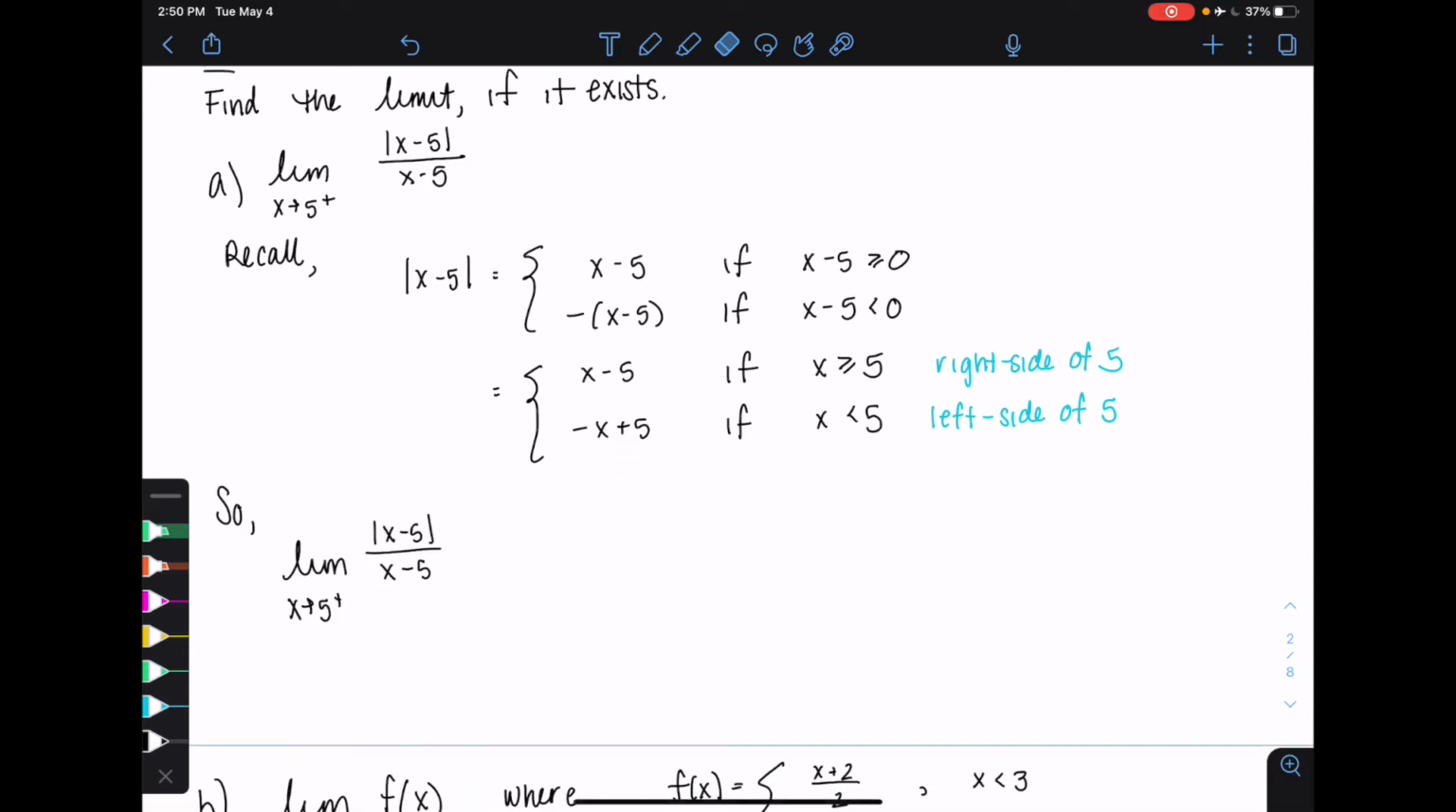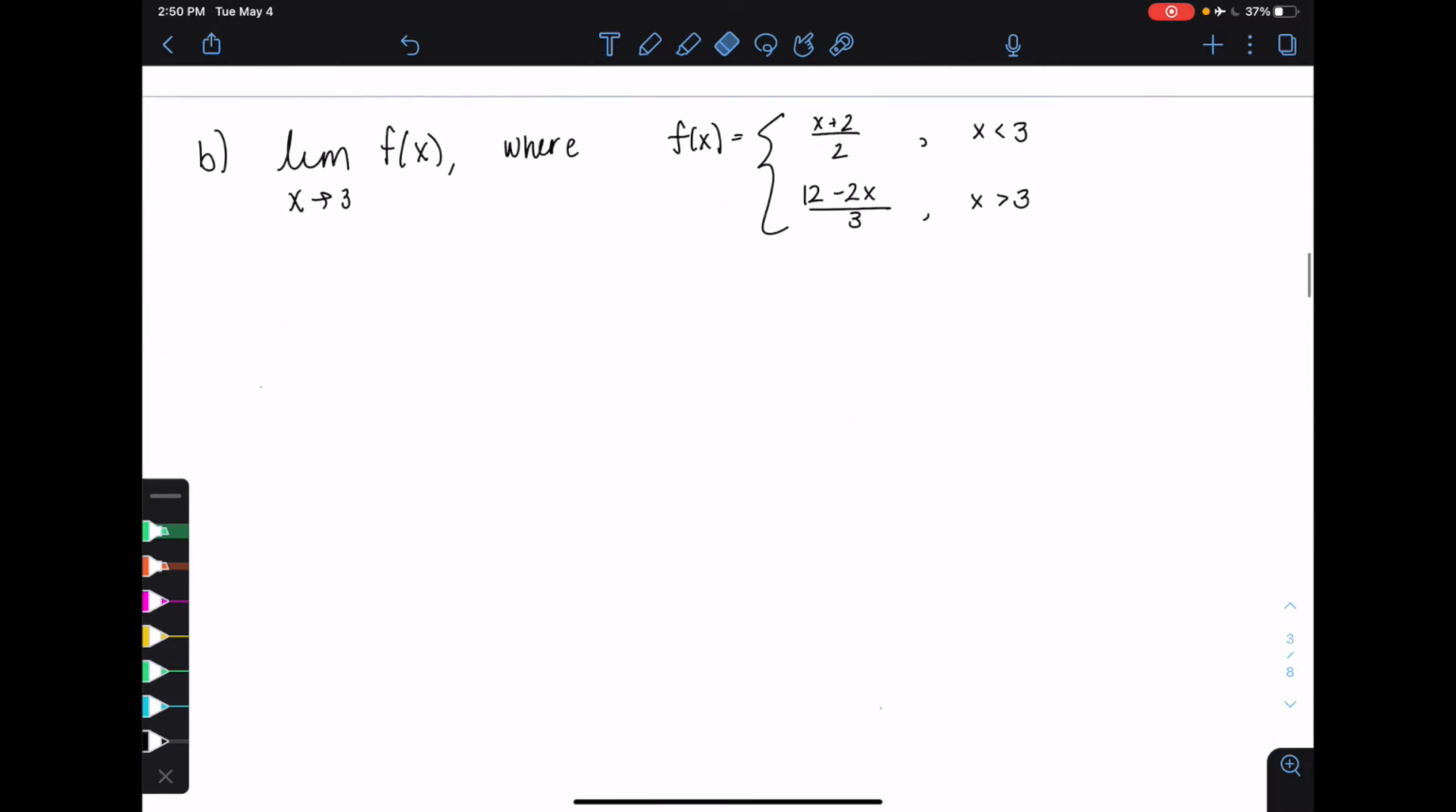So if I'm trying to evaluate the limit as x approaches 5 from the right, I'm right here on this piece. So the absolute value of x minus 5 will exactly be x minus 5. And the inside boils down really nicely. It's 1. If you take the limit of a constant, still just 1. So this limit is equal to positive 1. Okay.